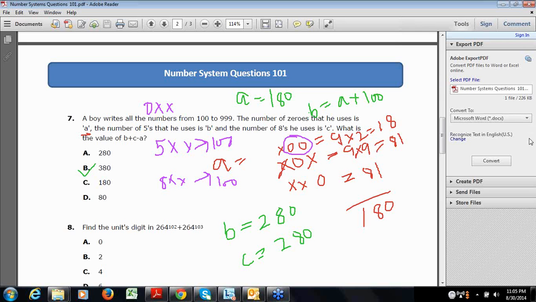Anybody still has a problem with this question? Okay, 380 will be the answer then. Yes. So we got it. B plus C minus A is 280 plus 280 minus 180. So 560 minus 180, that will be 380. 380 will be the answer. Anybody has a problem still?